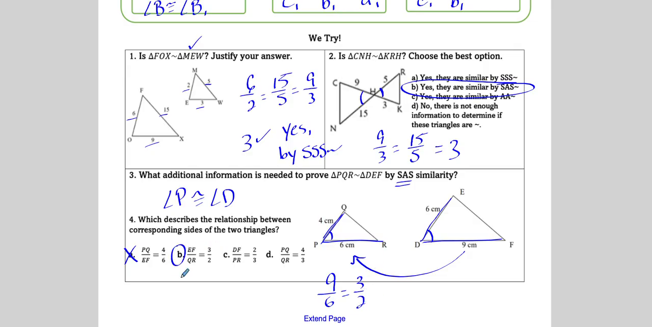I'm going to go through those last two just to make sure. DF to PR. Okay, so 9 over 6. Well, that should be 3 over 2, not 2 over 3. And then PQ and QR, those are both within the same triangle. Plus, I don't know what this is, so I don't know that ratio.